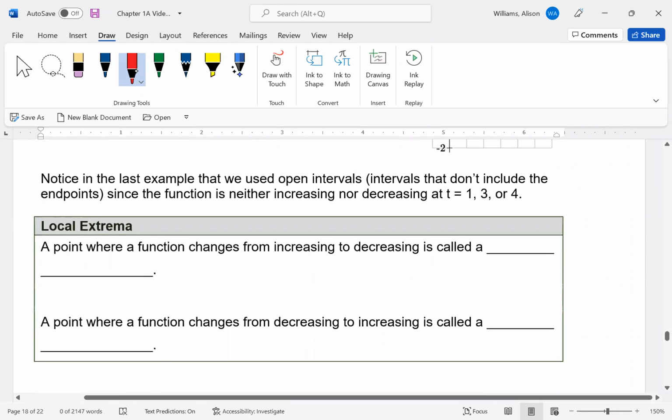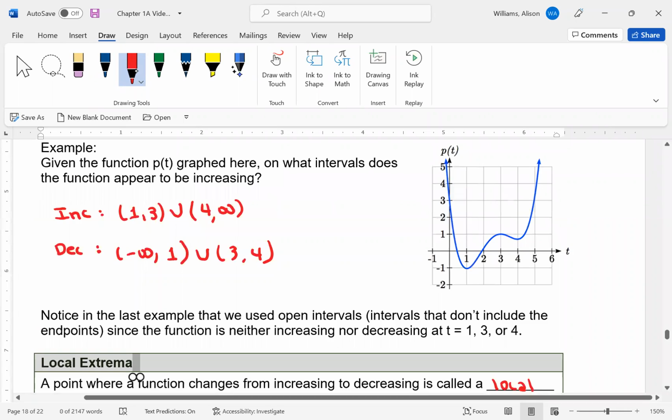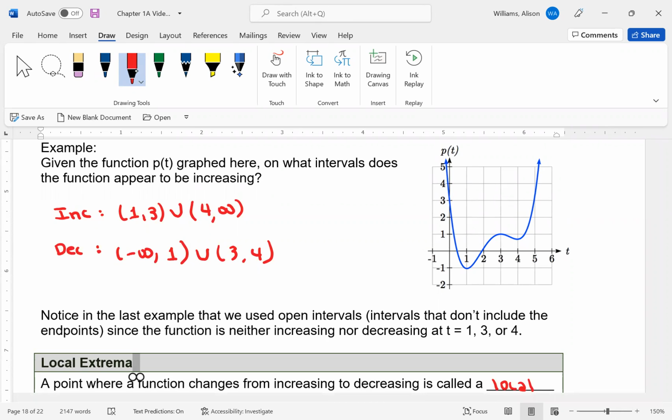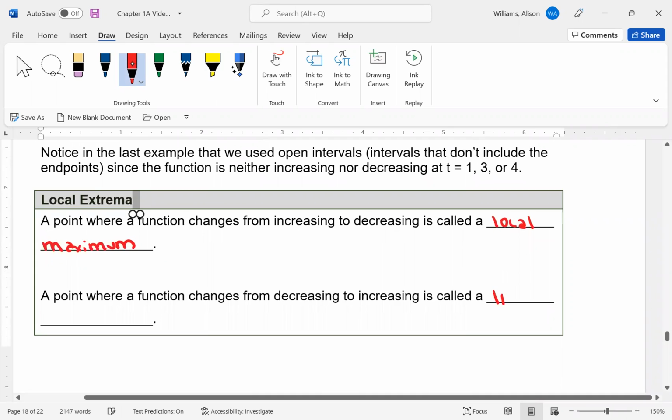Another concept that we're interested in is this idea called local extrema. A point where a function changes from increasing to decreasing is called a local maximum. Let's go back up to this picture we had. That's going to happen when it goes from increasing to decreasing. Right here would be a point where the graph goes from climbing upward to climbing downward, increasing to decreasing. That point would be called a local maximum. Then a minimum would be when it goes from decreasing to increasing, the opposite: a local minimum.